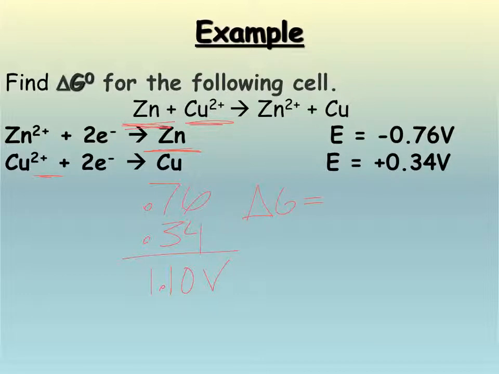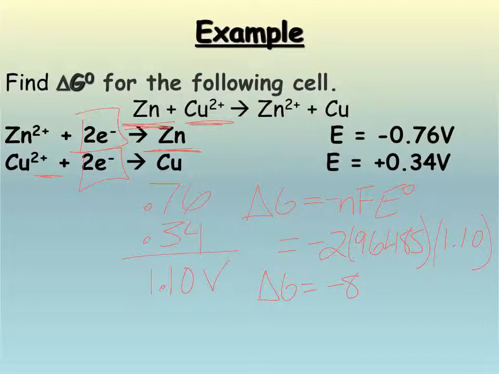Now, I plug this into my equation. The number of moles of electrons: you'll notice in the half cell reactions, the number of electrons is the same, and it's 2. So it's definitely going to be 2. Then Faraday's constant, and then our E cell value was 1.10. We multiply all that out, and it gives us a delta G of negative 85,000. There we go. Negative 85,000.